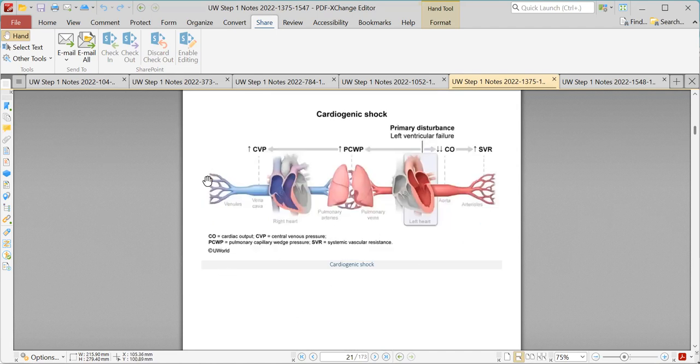Yes, the cardiogenic shock. In cardiogenic shock, the cardiac output is really low. So what is the mechanism behind it? Central venous pressure is actually really high. There is an increase in the pulmonary capillary wedge pressure, but a decrease in the cardiac output, and an increase in the systemic venous return.